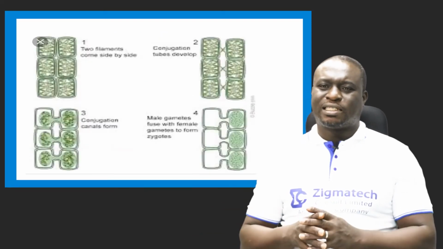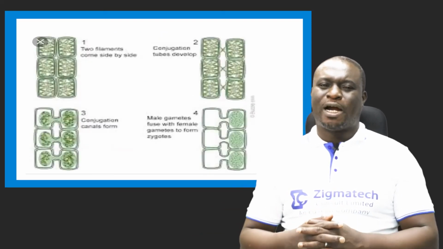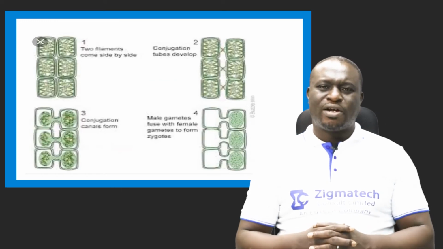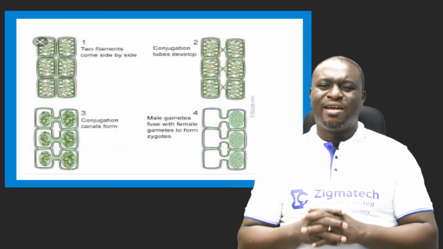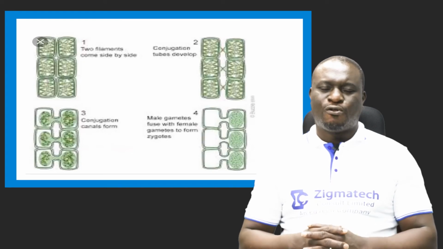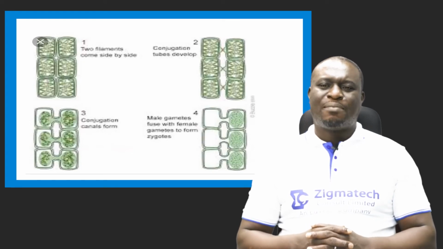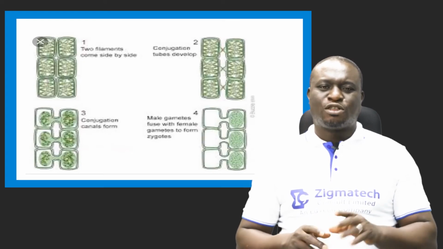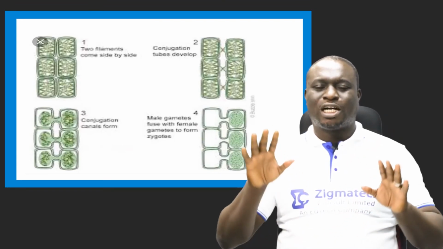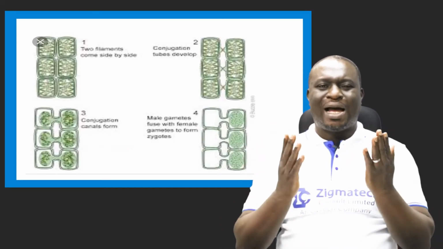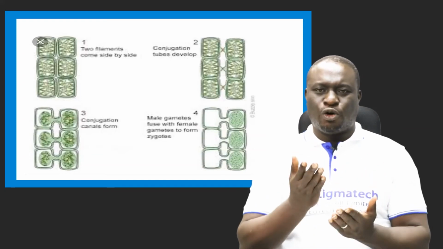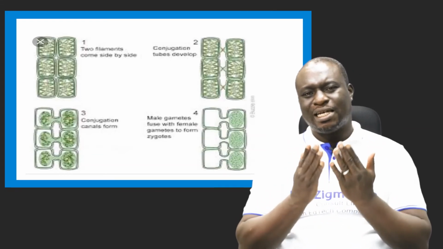Now, take a look at conjugation in Spirogyra. How is it carried out? We're going to be looking at it in 4 different stages. What happens in the first stage is that 2 Spirogyra cells, which are called conjugates, come and lie side by side each other.